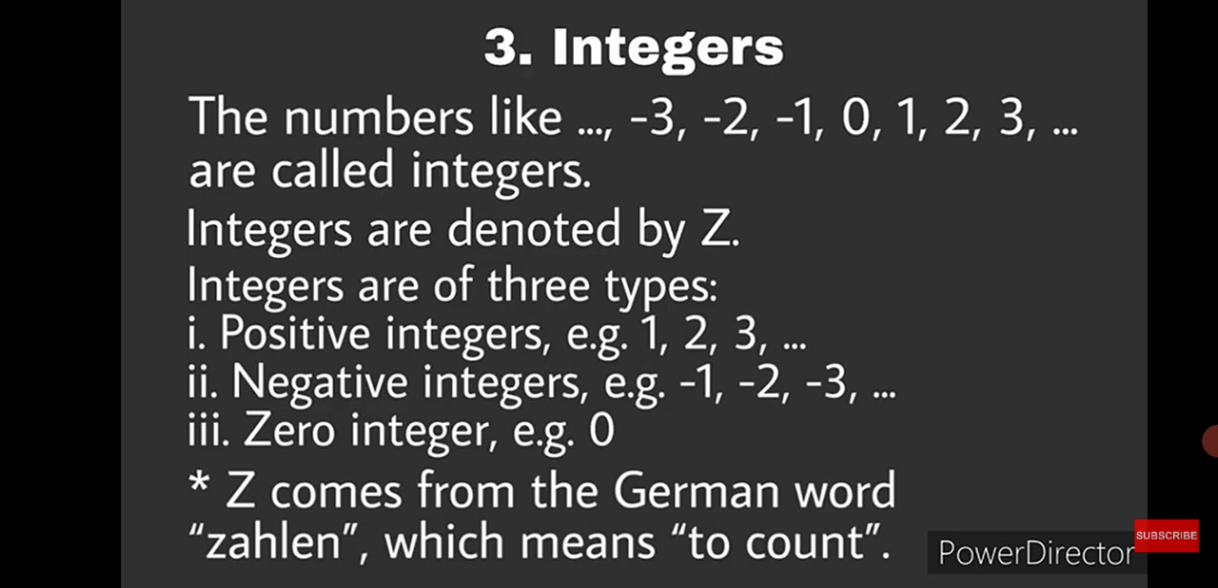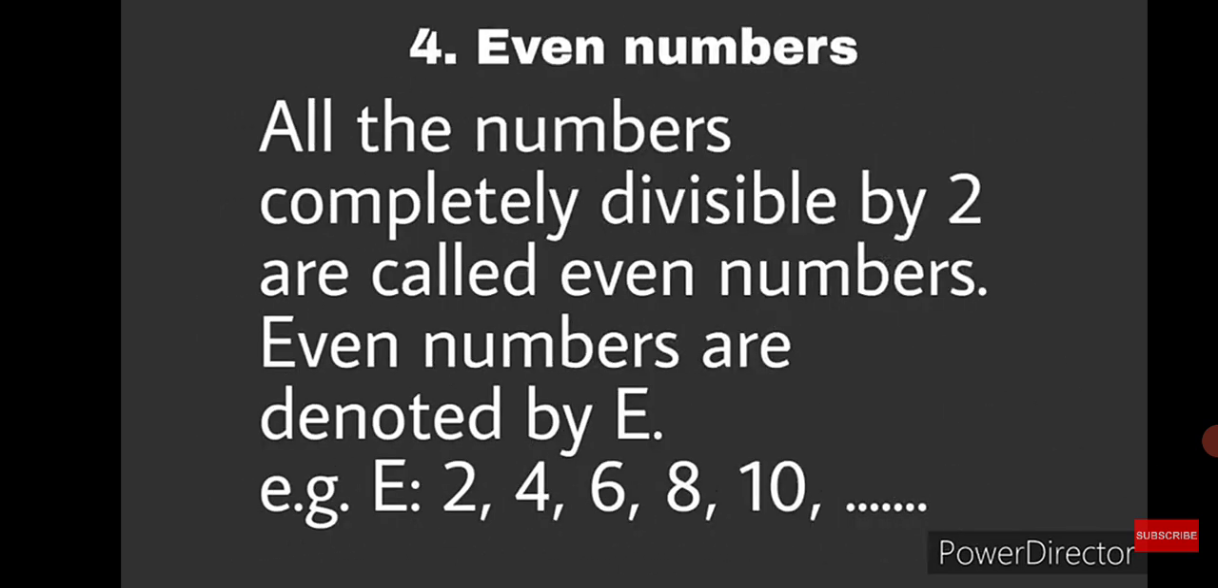Z comes from the German word zählen, which means to count. Integers are denoted by the letter Z. Then Z equals 0, plus or minus 1, plus or minus 2, plus or minus 3 and so on. So these are the set of integers.